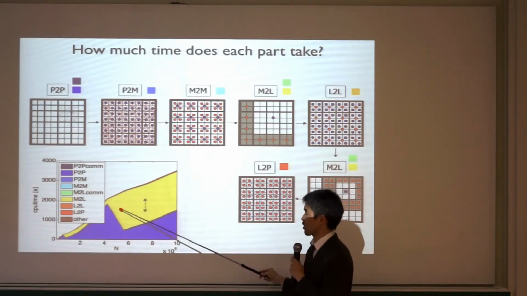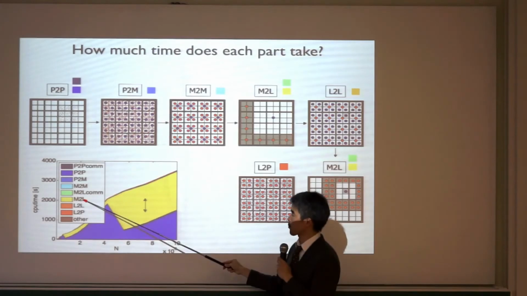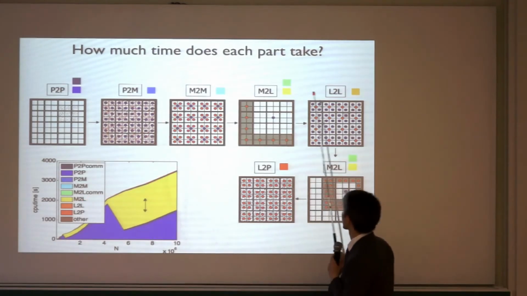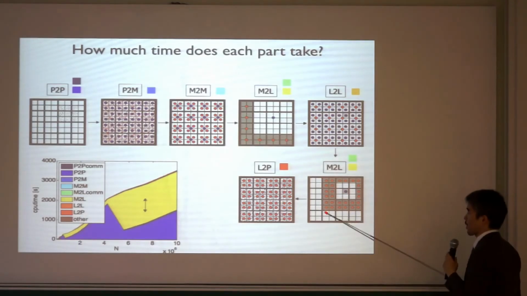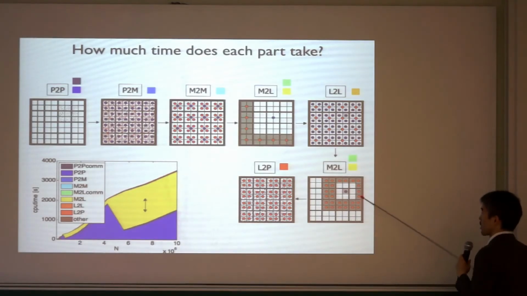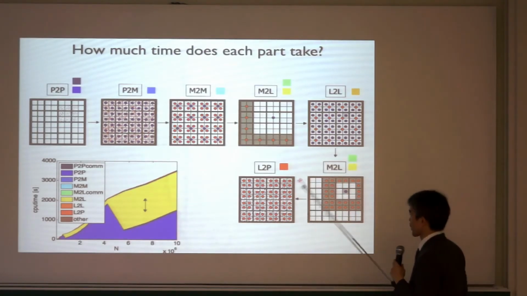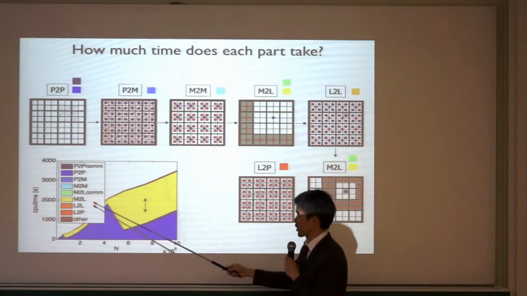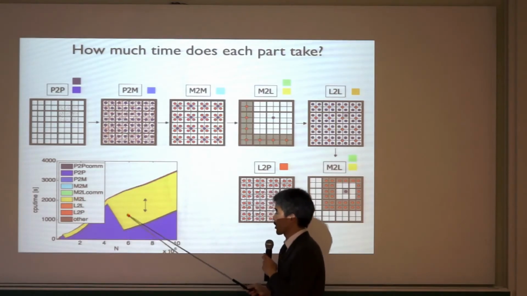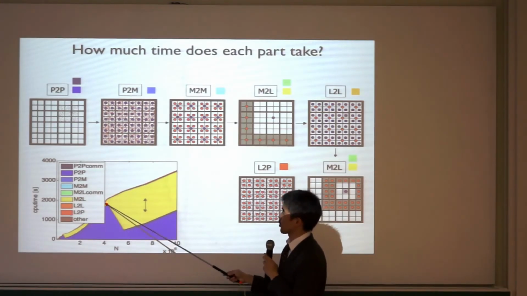What's important is the color. You see that this M2L that's shown here is usually at the bottom level. You have many blue boxes that need to interact with all these red boxes. So the M2L calculation at the bottom level is usually the most expensive part, which is shown in this yellow. But it's not always the most expensive part.